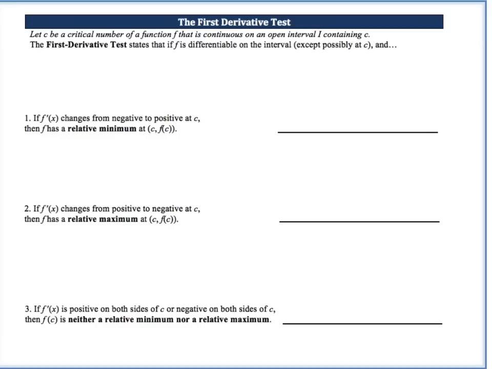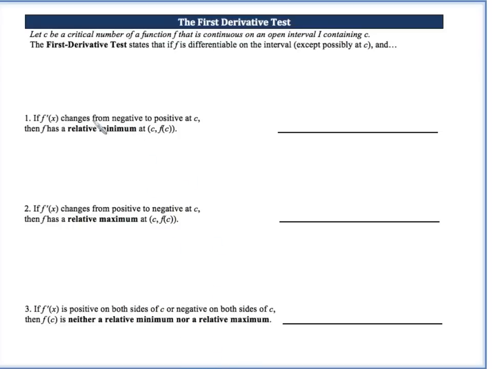Let's move on. So here is the actual first derivative test. It says let c be a critical number of a function that is continuous on an open interval containing c. The first derivative test states that if f is differentiable on the interval, except maybe at c, okay, so that kind of sets up our thing. We have critical numbers, it's continuous and differentiable. We're going to say if f prime of x changes from negative to positive at c, then f has a relative minimum at c, f of c.